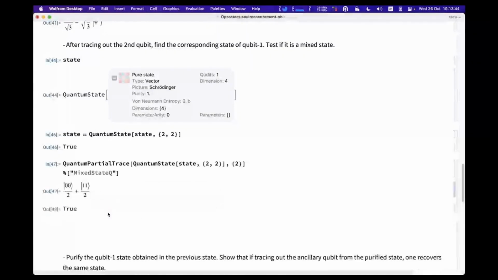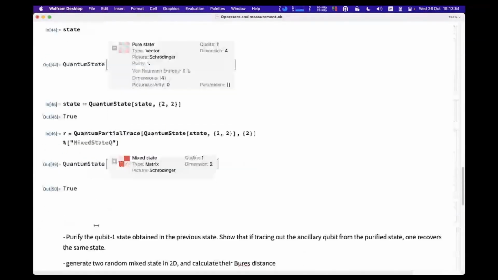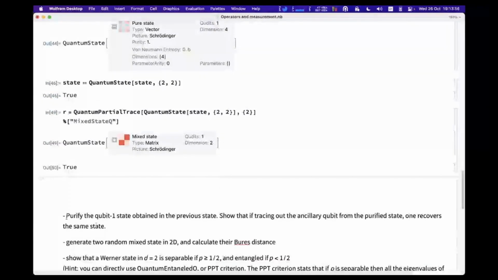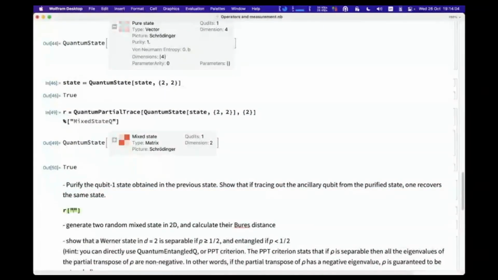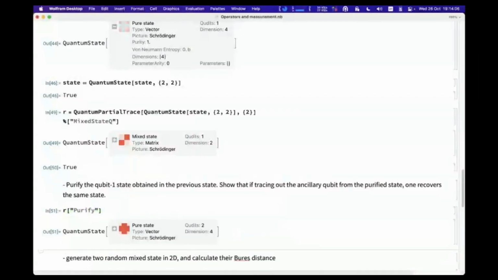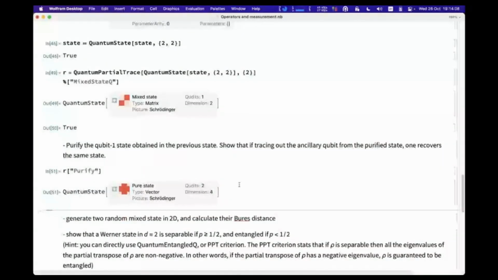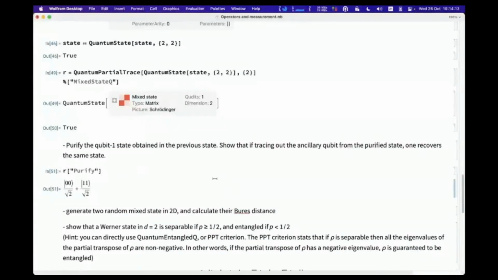Now, what we can do, for example, let's call that state after partial tracing, let's call it R, for example. One interesting feature, remember, it's a mixed state, so we can purify our states. So purification is a very common process in quantum information. So the syntax is just purify that. What's happening here is that we are using an ancillary quantum system. We go to a higher dimension, and in this higher dimension, your state is basically pure.